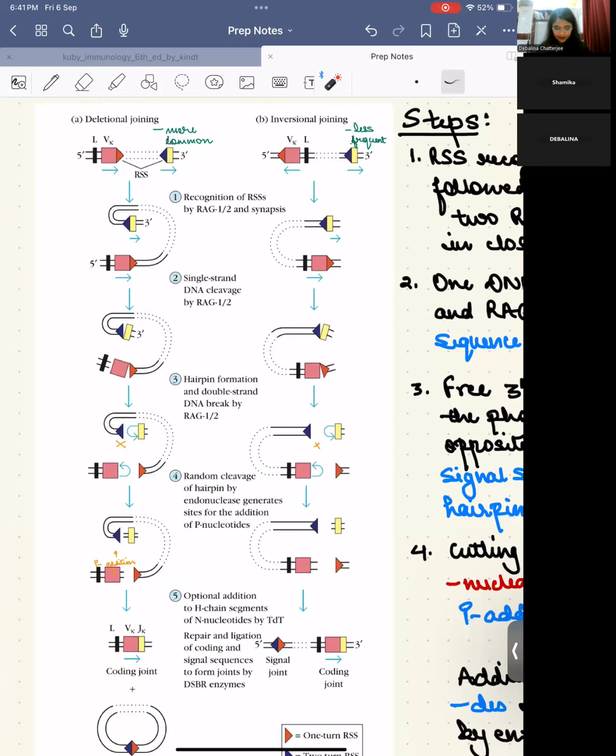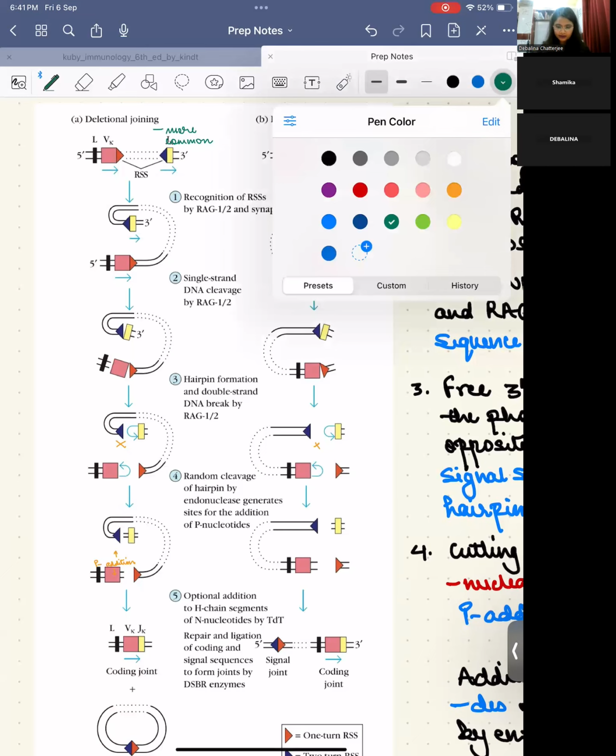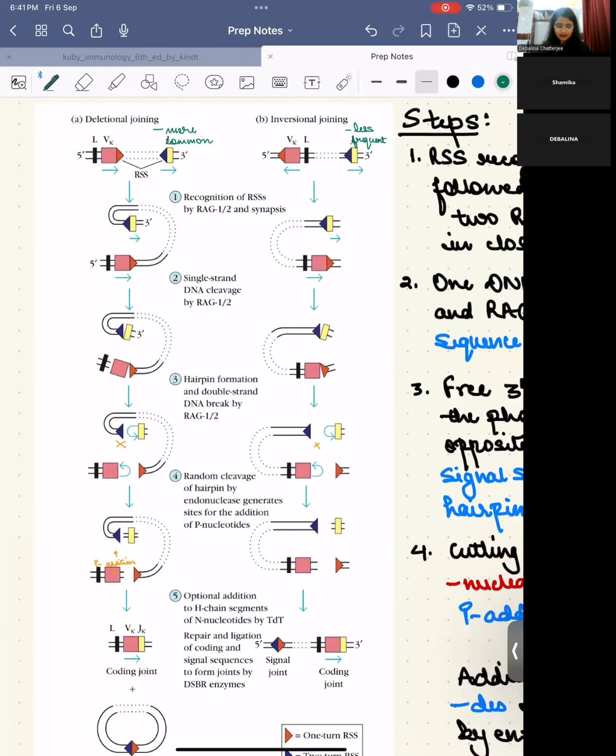Now, we have this attack of the 3 prime OH group on the opposite strand's 5 prime, so this is the attack that they have shown over here, right? And another attack is happening with this other gene segment. Overall, what you see here is that we have two hairpin loops forming. I hope what I am trying to convey is clear.